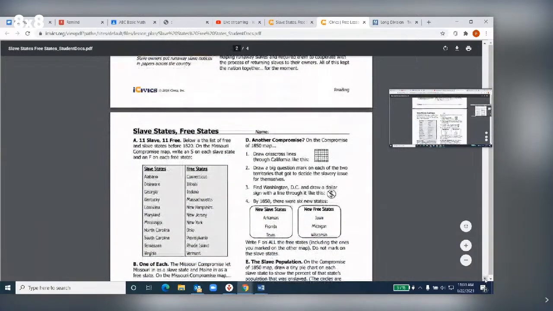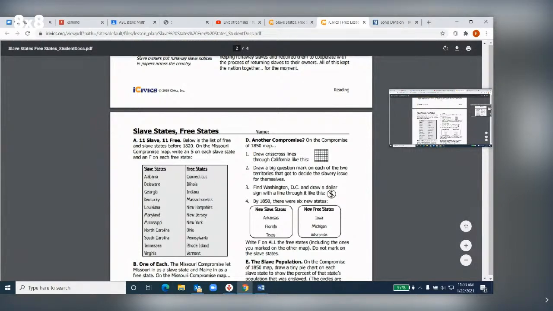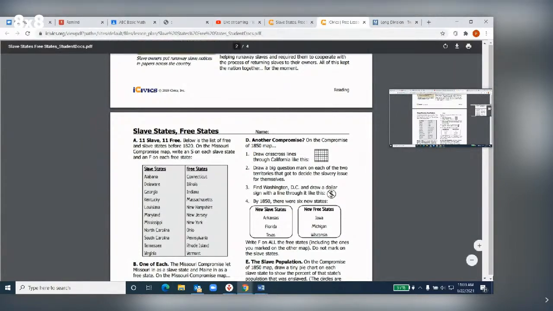Okay, so if we look at this chart right here, you have the free states: Connecticut, Illinois, Indiana, Massachusetts, New Hampshire, New Jersey, New York, Ohio, Pennsylvania, Rhode Island, Vermont. Then you have slave states: Alabama, Delaware, Georgia, Kentucky, Louisiana, Maryland, Mississippi, North Carolina, South Carolina, Tennessee, and Virginia. For the most part, most of these in the north were free states, and in the south, most of the states were slave states. Delaware is kind of in the middle, and Maryland is kind of in the middle. So you could see at this point, 1820, we were 11 and 11.